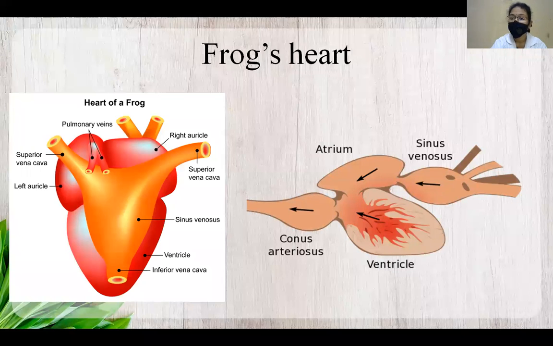That is, the impulse is generated at the sinus venosus. The sinus venosus is the pacemaker of the frog's heart. As in humans we have the sinoatrial node as the pacemaker, in the frog's heart it is the sinus venosus. The impulse goes from the sinus venosus to the atrium, then from the atrium to the ventricle, and from the ventricle it disperses.